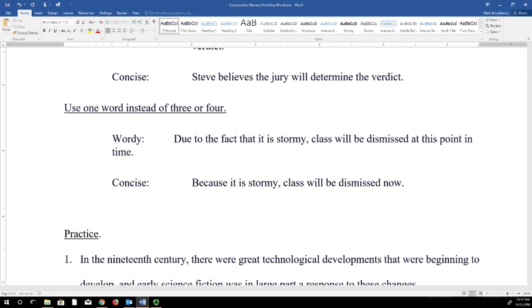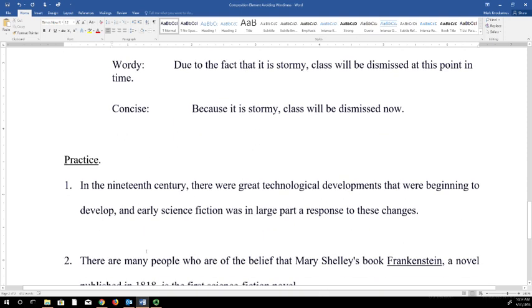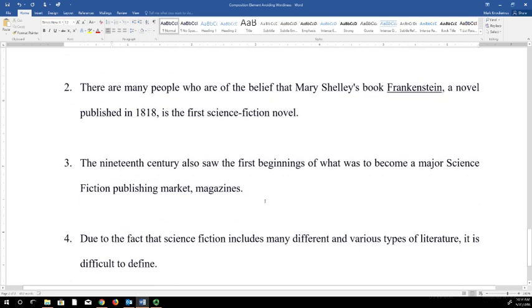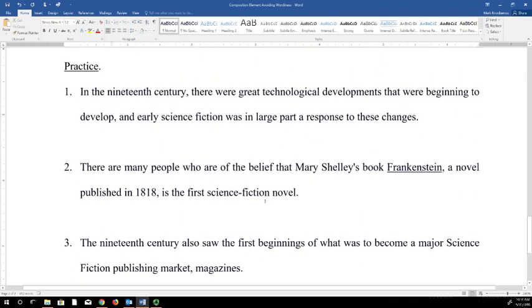So, when we're talking about avoiding wordiness, we want to cut out the filler, avoid fluffing things up. Focus on action, active verbs. Don't be passive. And don't use 3 or 4 words when we can use one word. So next, go ahead and practice what we've been looking at with these sentences here that are very wordy. These are not good sentences. So go through and practice eliminating wordiness, and then we'll come back and compare.